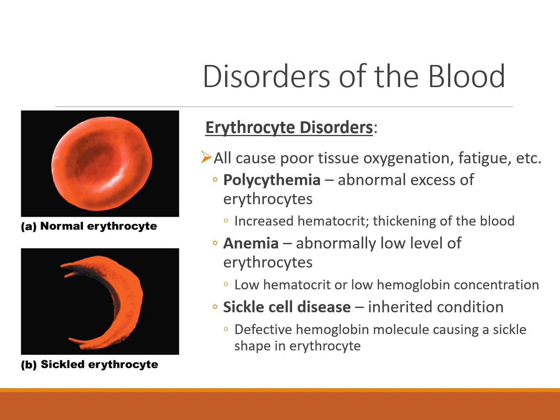So even though you have a lot of red blood cells carrying a lot of oxygen, it can't actually get to the tissues very well. So it slows down the blood flow. And that's the problem with polycythemia.